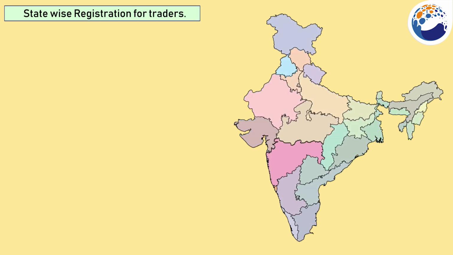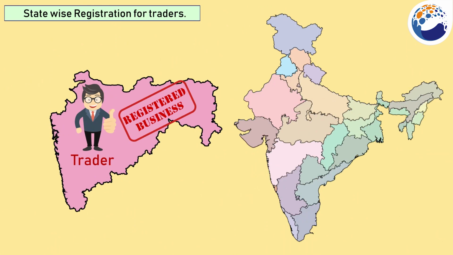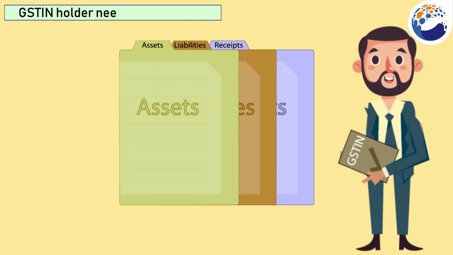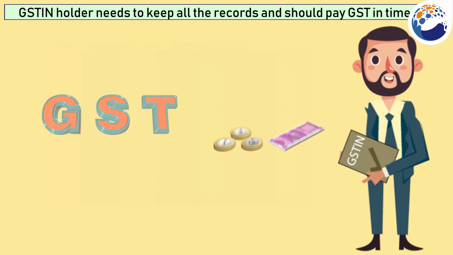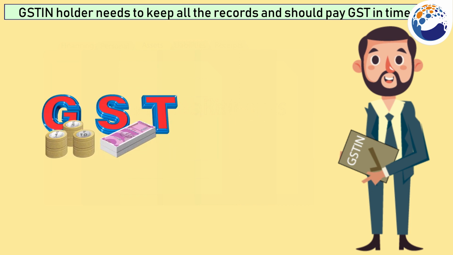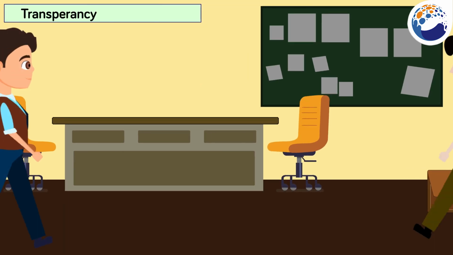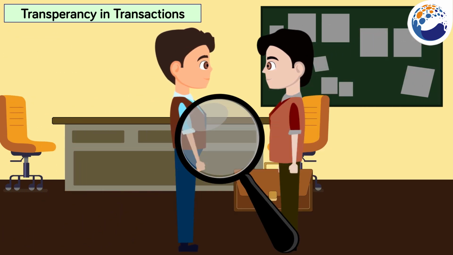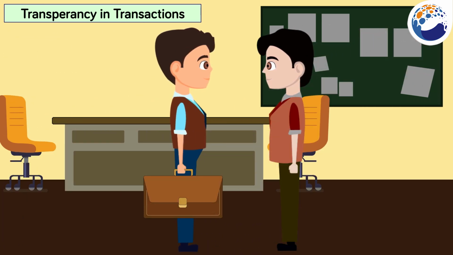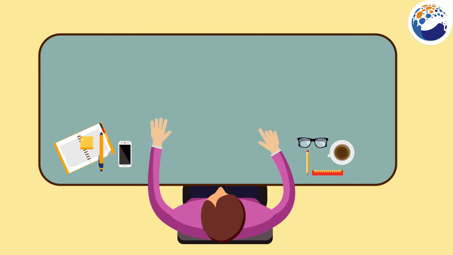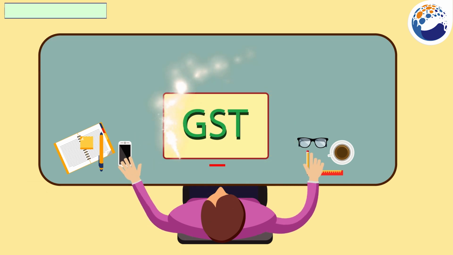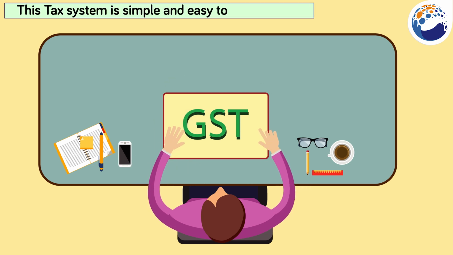State-wise registration for traders. GSTIN holder needs to keep all the records and should pay GST in time. Due to GST, there is transparency in transactions. This tax system is simple and easy to understand.